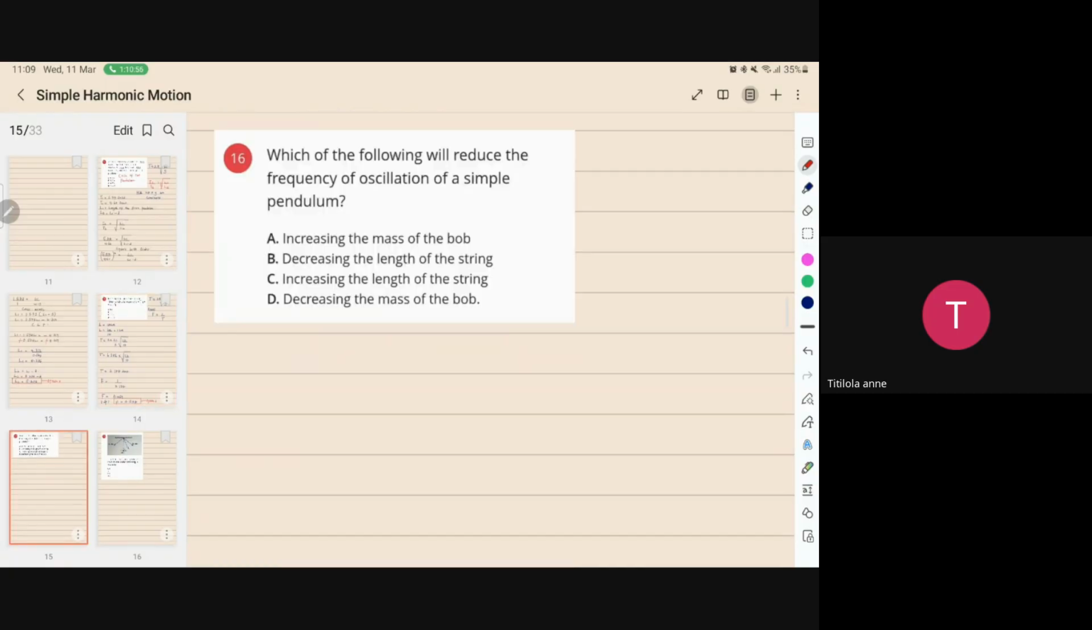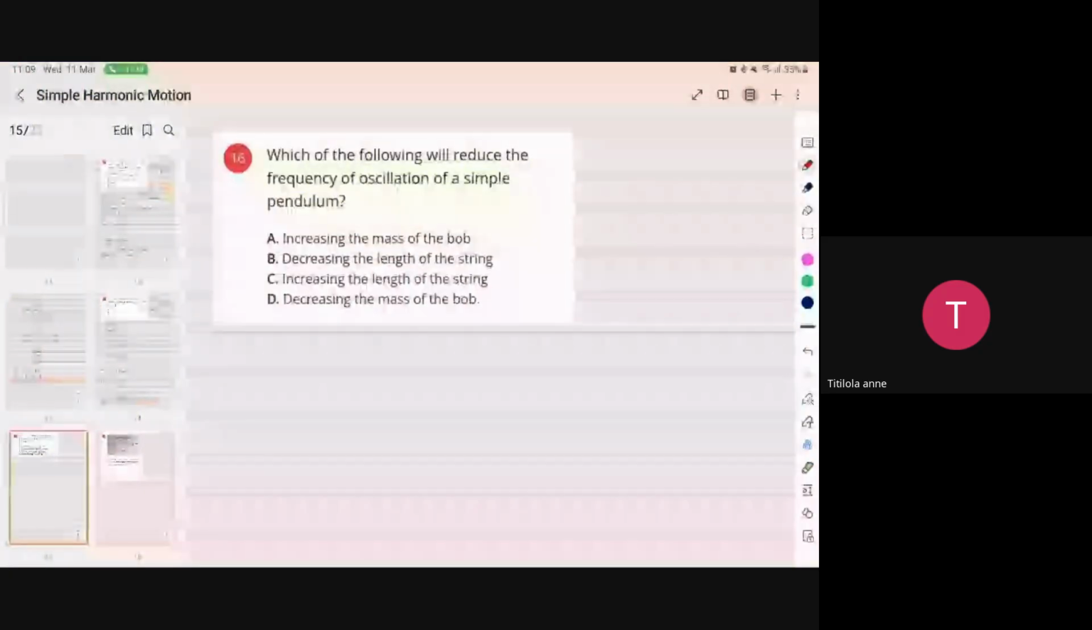Now, the next one: which of the following will reduce the frequency of oscillation of a simple pendulum? I think I explained this earlier when I was talking about that. So which of the following will reduce the frequency of oscillation of a simple pendulum? So who is going now?